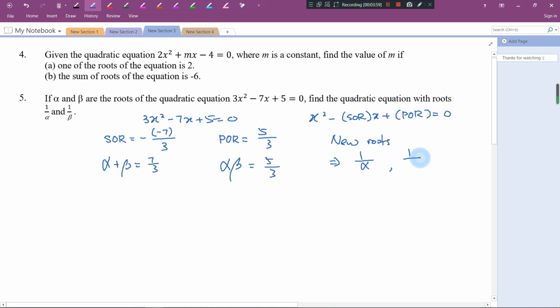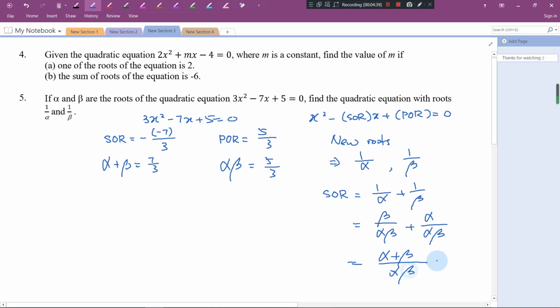1 over alpha, 1 over beta. Let's find sum of roots first. Sum of roots is 1 over alpha plus 1 over beta. Okay, so since this is plus, I need to make the denominators the same first. Times beta, times alpha. So this will get beta over alpha beta. This is alpha over alpha beta. Now they have the common denominator, I can just combine them together. Alpha plus beta over alpha beta. Okay.